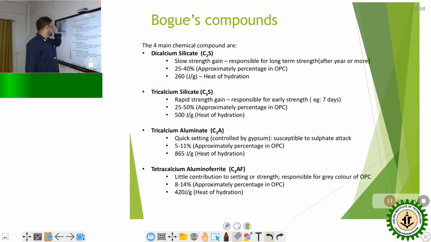C2S, dicalcium silicate, has slow strength gain and is responsible for long-term strength after a year or more, approximately 25 to 40% of OPC. It is a different percentage for different kinds of cements, because we treat OPC as a benchmark of cement. It is the most common form of cement used in engineering and bridge construction. It is a high strength cement.